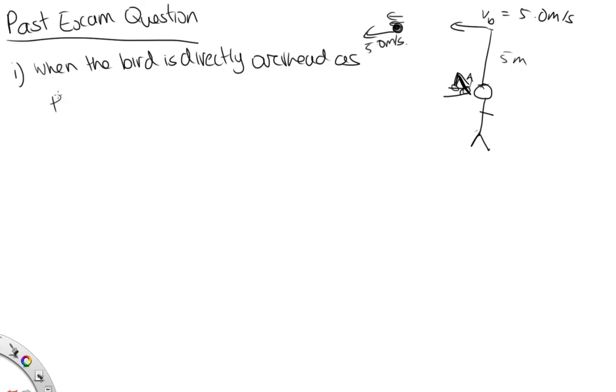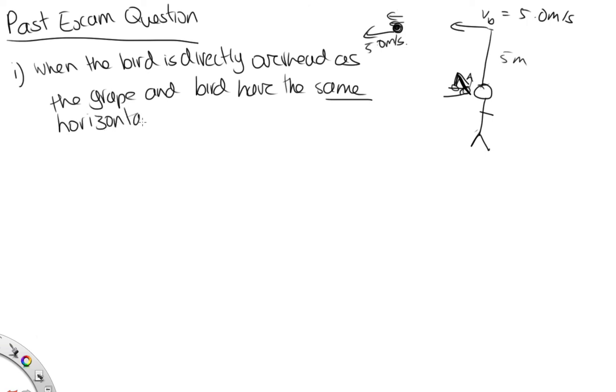As the grape and bird have the same horizontal velocity, they cannot overtake each other.